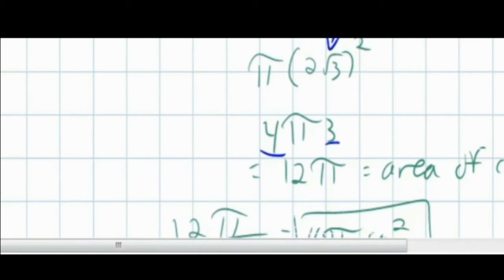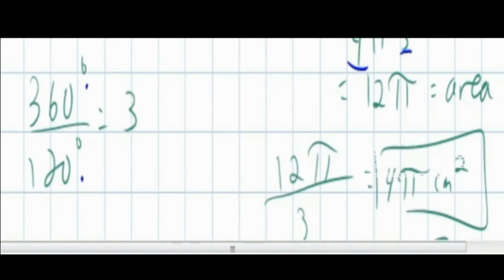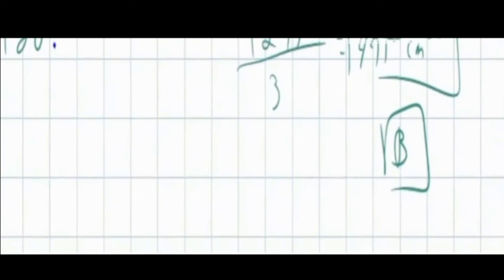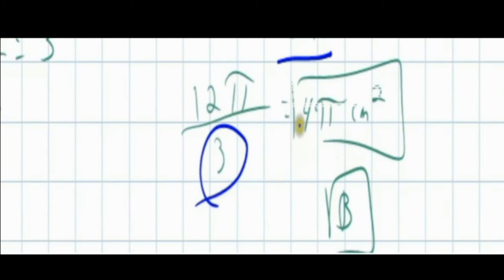But remember, they're asking to calculate the area of the major sector. So what do I have to do next? Well, remember that they said that it's subtending an angle of 120 degrees. So the entire circle has 360 degrees. The area they're interested in is 120 degrees of it, which means I'm dividing it into 3 parts. So I'm only interested in 1/3 of the full area of the circle. So here's the full area, and now I divide it by 3 so I can get the 1/3 that they're interested in. And so my final answer is 4 pi centimeters squared. And that's option B.